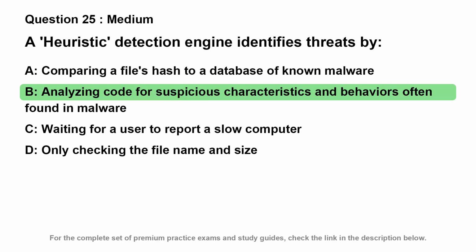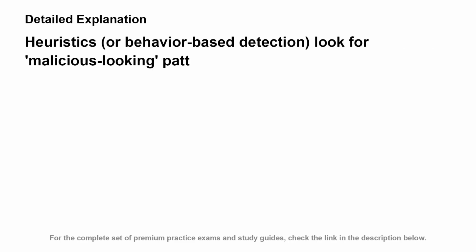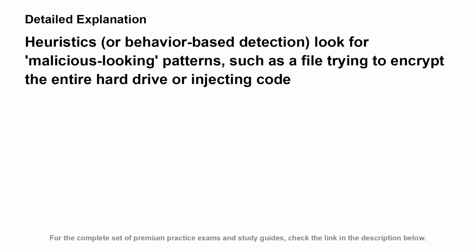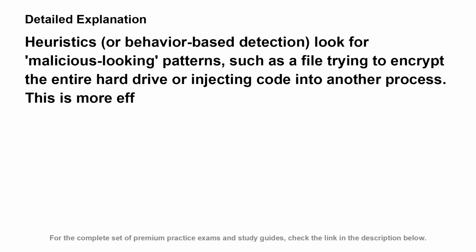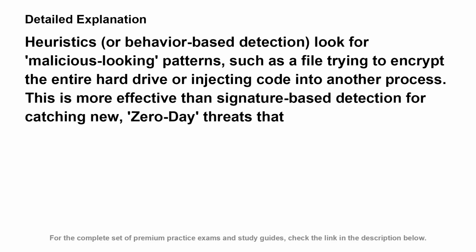The correct answer is B. Heuristics, or behavior-based detection, look for malicious-looking patterns, such as a file trying to encrypt the entire hard drive or injecting code into another process. This is more effective than signature-based detection for catching new, zero-day threats that don't have a known hash yet.